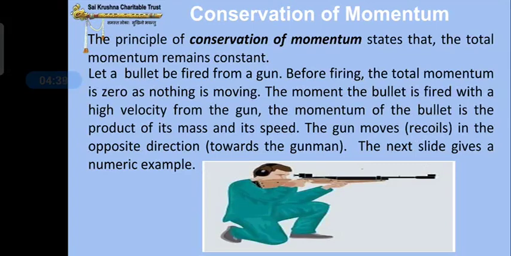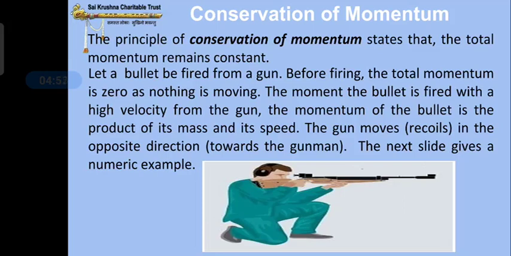Conservation of momentum means the total momentum before collision is equal to the total momentum after collision. Which means the total momentum remains constant. That is nothing but the conservation of momentum. Is it clear, children?